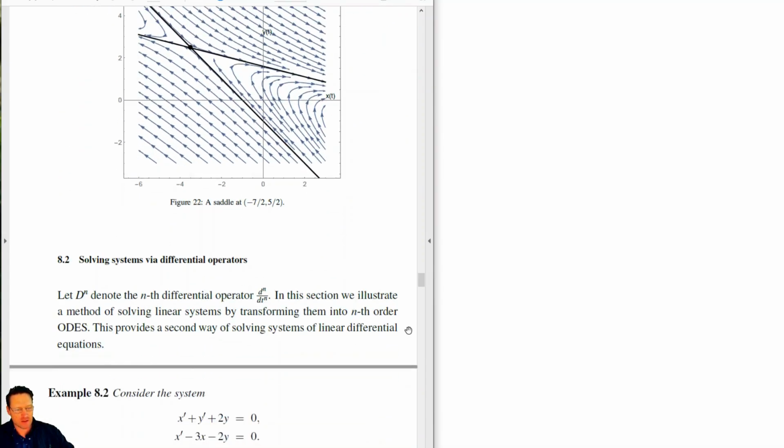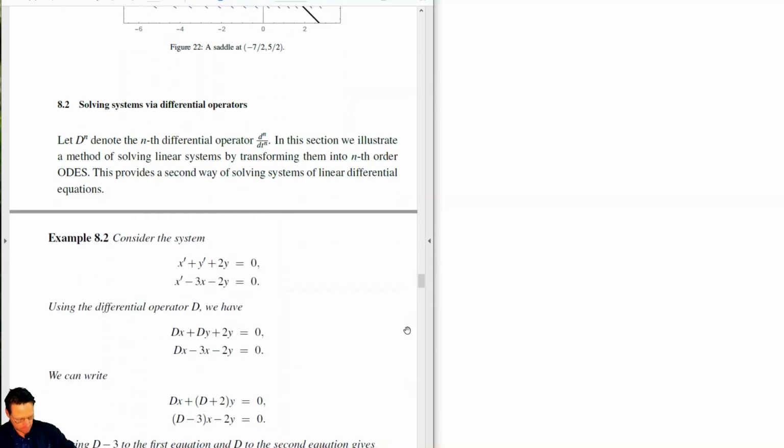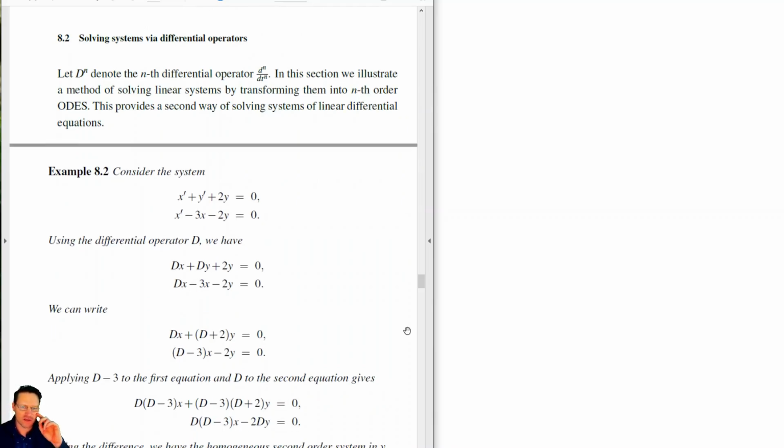All right, so let's have a look at another topic here. Margaret's done a lot of this in her videos, but I'll touch on it here as well because it's another useful technique in solving systems of differential equations using differential operators. So we've got an abbreviation here, D superscript n. Let's let that denote the differential operator d^n with respect to t. This is just the operator that takes the nth derivative.